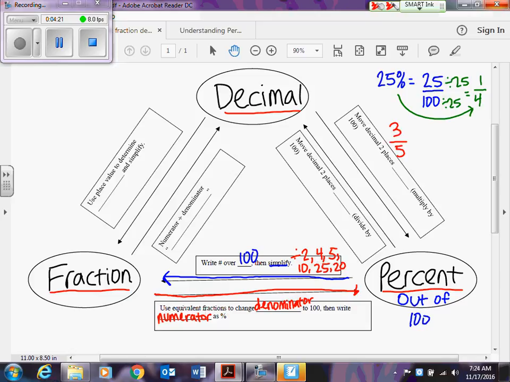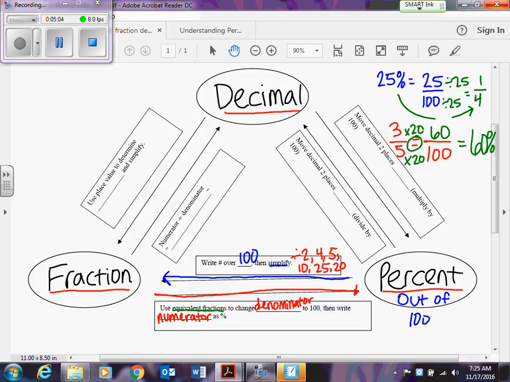3/5. Okay, well, I want my denominator to be 100, so I have to think, what did I do to 5 to get me to 100? Well, I multiplied times 20. So I'm going to do that to the top. 3 times 20 gives me 60. So that means this is 60%. It's that simple. So I use equivalent fractions. See, my fractions are equal, and I change the denominator to 100, and then whatever my numerator becomes is my new percent.